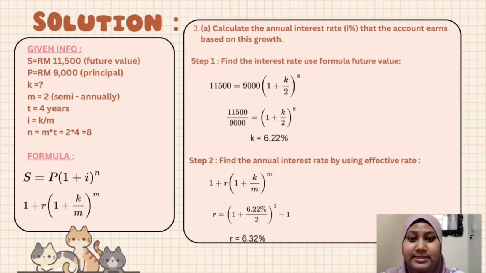The solution for 3A: for the first step, we need to find the interest rate using the future value formula. The formula of future value is S equals P(1 + i)^n. The given info is already in our question: S, our future value, is 11,500 ringgit, P, our principal, is 9,000, K is unknown, and M, our compounding frequency, is 2, because it is semi-annually.